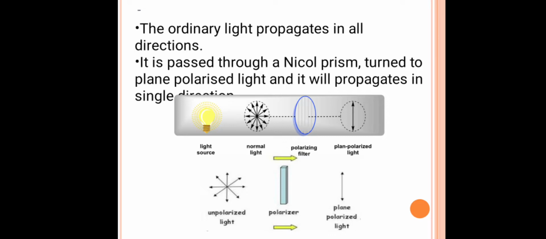When we consider a light source, it will emit light, but the emitted light is normal light and it will propagate in all directions. When we pass this normal light through a Nicol prism, it converts the normal light into plane polarized light. That light will propagate in a single direction, and we are going to use this light for measuring the optical activity of a compound.